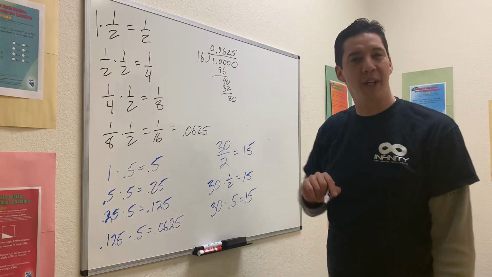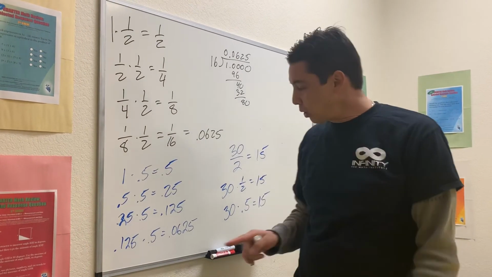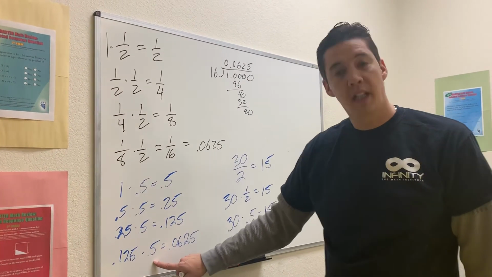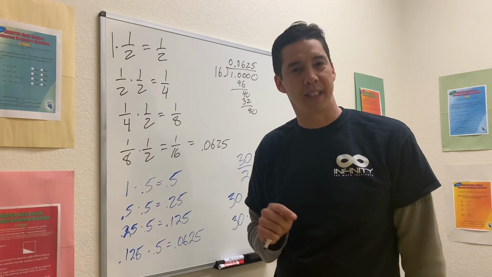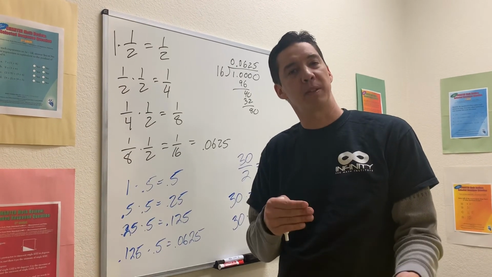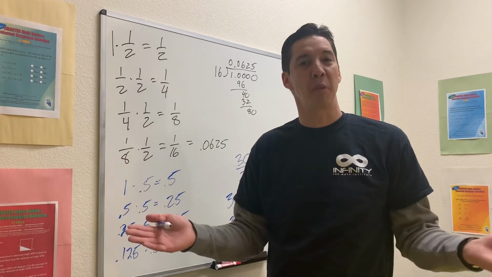What I would like to see you guys try to do is try to do the long multiplication to prove that these things are all the same. That's the relationship between decimals, fractions, division, and multiplication.